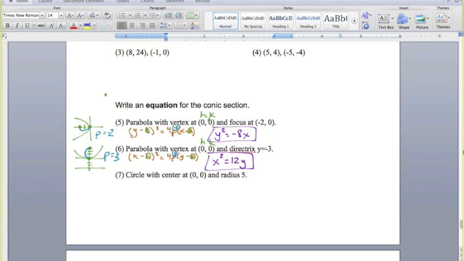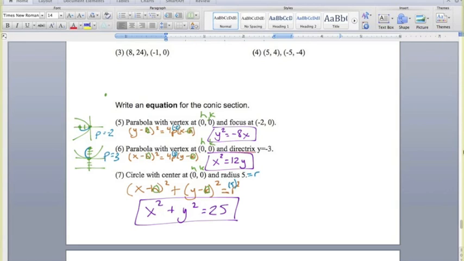Circles I don't typically bother drawing because there's only one form of the equation, so I don't need to decide whether I need a horizontal or a vertical equation for it because it's just a circle. It's the same in every direction, and that's x minus h squared plus y minus k squared equals r squared. Our center is our h, k, so those are both zeros. And our radius is r, which is 5. So that gives me just x squared plus y squared equals 5 squared, just 25.